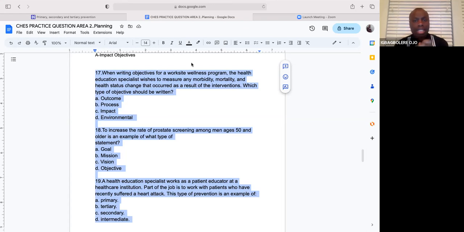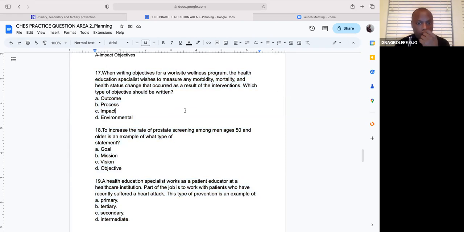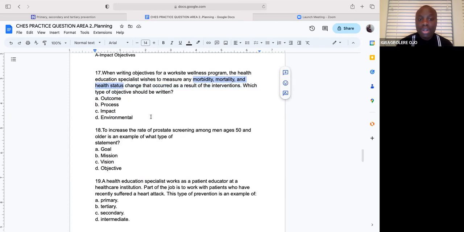When writing objectives for a worksite wellness program, the health education specialist wishes to measure any morbidity, mortality, and health status change that occurred as a result of the interventions. Which type of objective should be written? Now, I've said it over and over again. Every time you're measuring morbidity, mortality, and health status, it's always going to be an outcome objective.